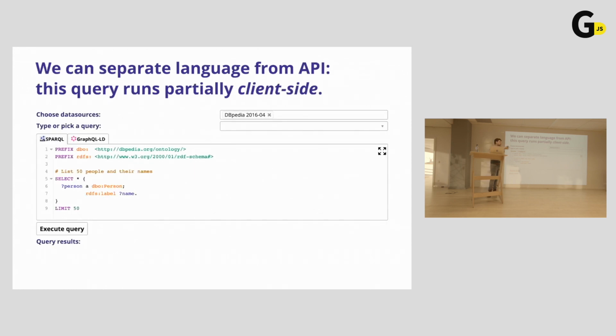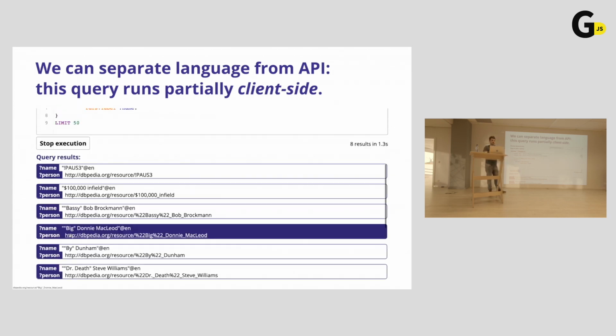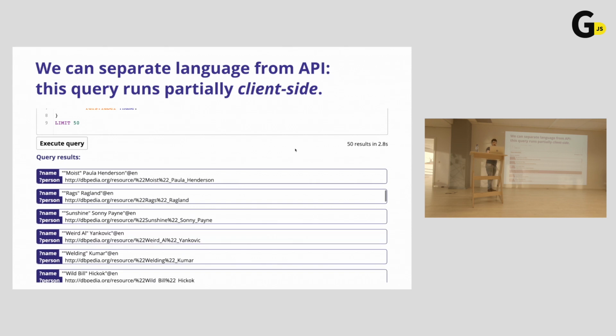This is the same query where I'm going to look for 50 people. And when I click execute, what's going to happen is that some JavaScript in my browser is going to start making requests to an API to retrieve this. In this case, I'm going to send this query to DBpedia. DBpedia is kind of the linked data version of Wikipedia, right? So when I do this, results start flowing in, and those are 50 random people from DBpedia.